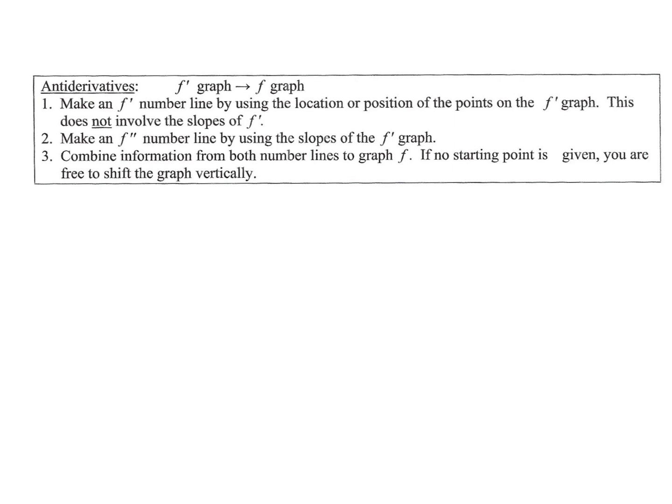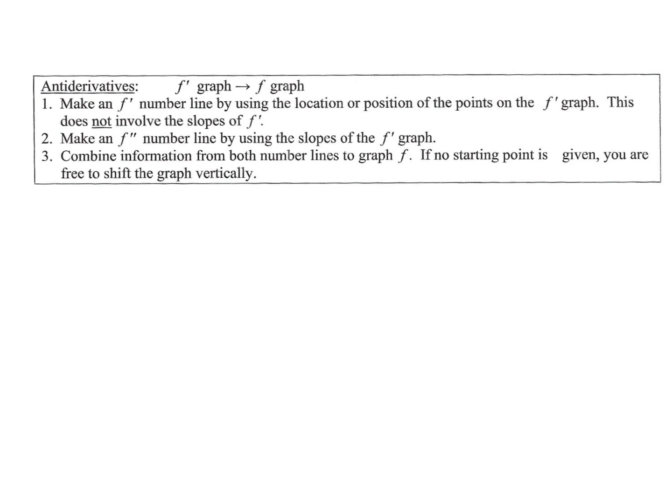I want to talk a little bit about one of the things that's said here. It's saying this does not involve the slopes of the derivative. What would the slopes of the derivative graph actually get you? Yeah, it'd get you the second derivative, right? Because when you take the slopes of the function, you end up with the graph of the derivative. When you take the slopes of the derivative, you end up with the second derivative, okay?